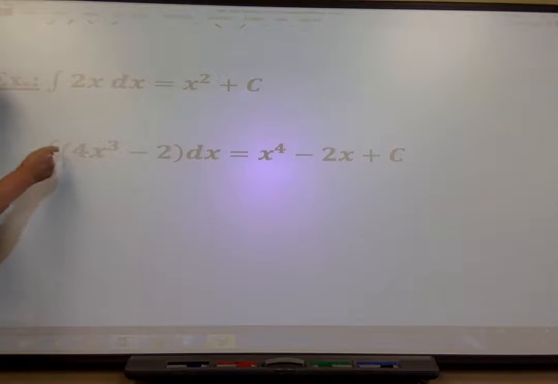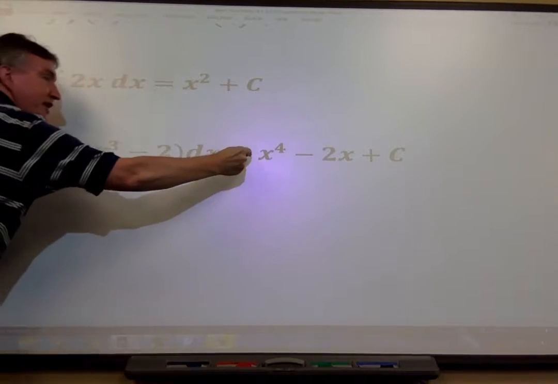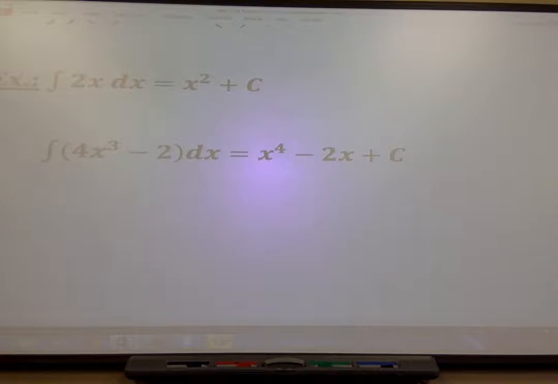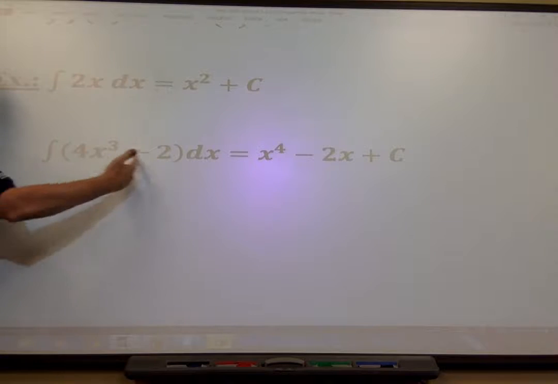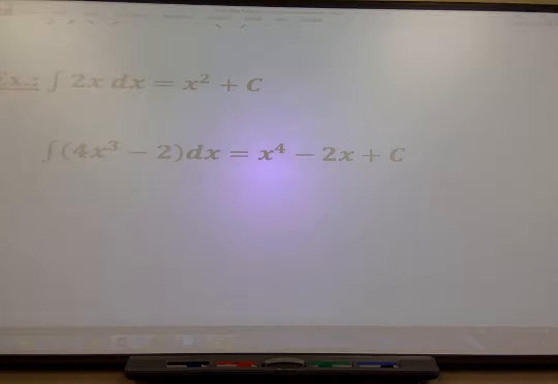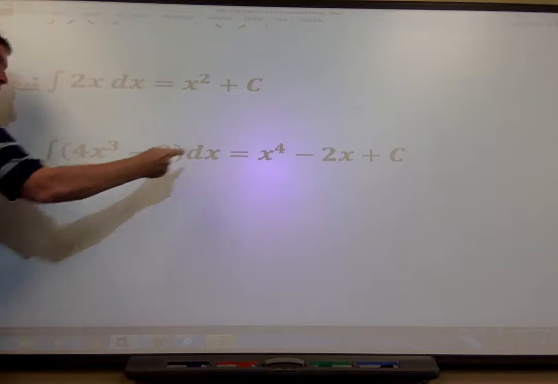The antiderivative, the integral of 4x cubed minus 2. Would you agree that that's the antiderivative? What if I take the derivative of my answer? What do I get? Is there a reason it's in parentheses? Yes, this is my function with respect to x.